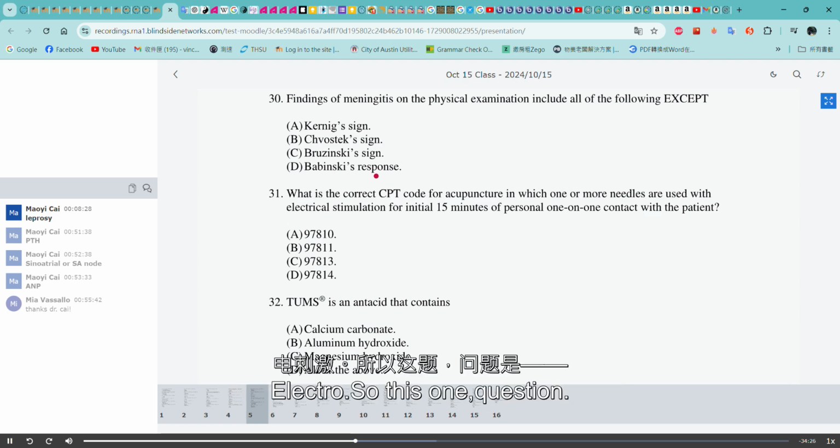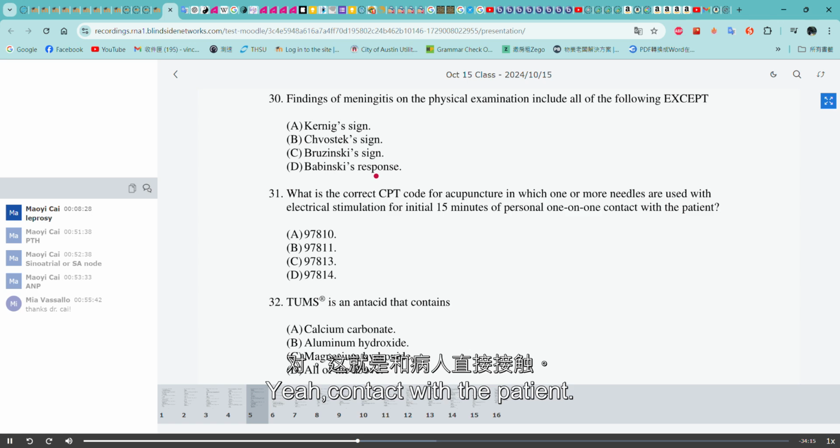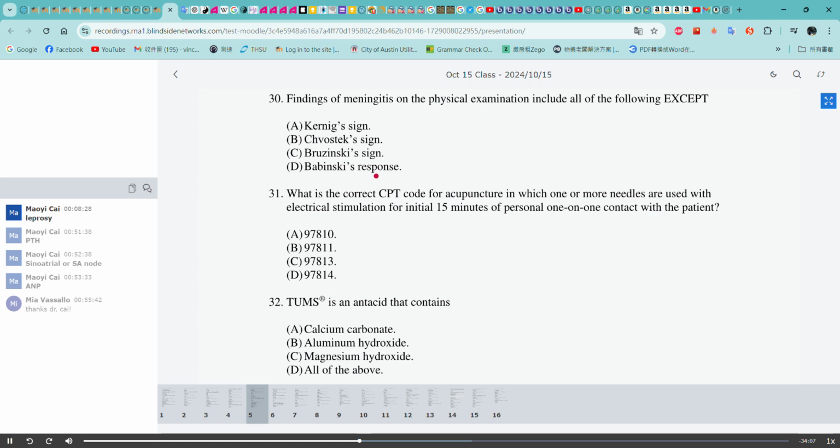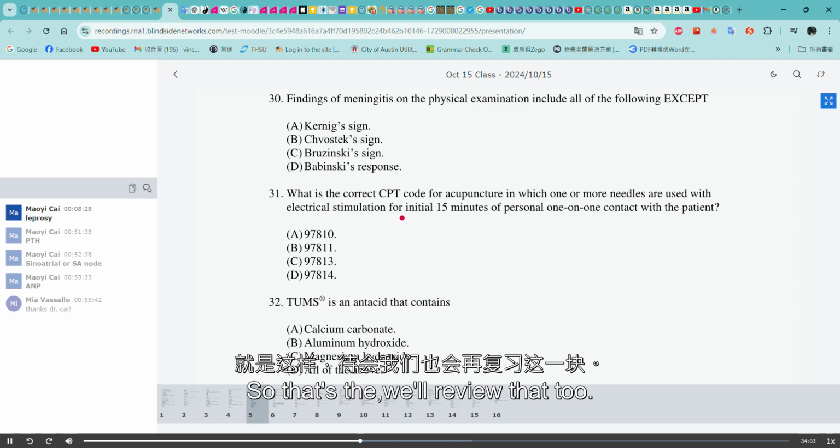Electron. So this one question: one or more needles are used with electrostimulation for the initial 15 minutes of one-on-one contact with the patient. So which one would you put? C, right? If they have an additional 15 minutes, then you add a D also, right? Yeah. So we'll review that too.